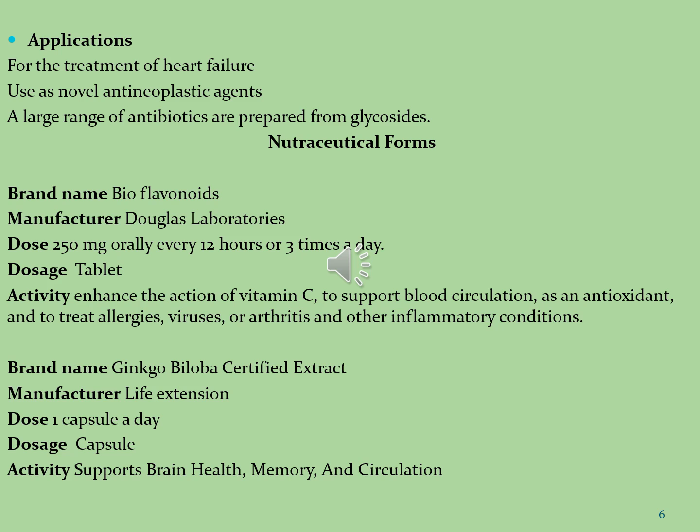So now we can see some important pharmaceutical brands which have been launched to the market on the basis of different phytoconstituents that fall in the category of glycosides. The first brand is Bioflavonoids. It is manufactured by Douglas Laboratories and we take its dose as 50 milligrams orally every 12 hours or 3 times a day. It is formulated in tablet dosage form. It is used to enhance the actions of vitamin C, to support blood circulation as an antioxidant, and to treat allergies, viruses, arthritis and other inflammatory conditions.